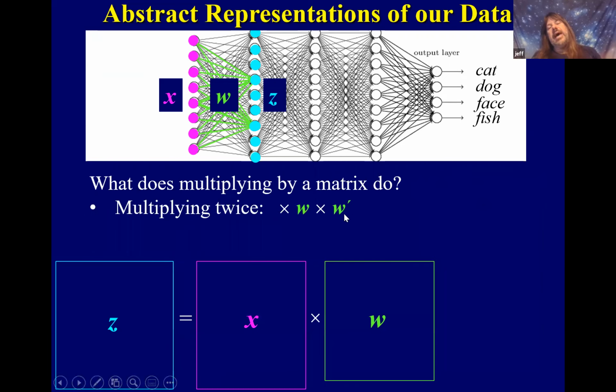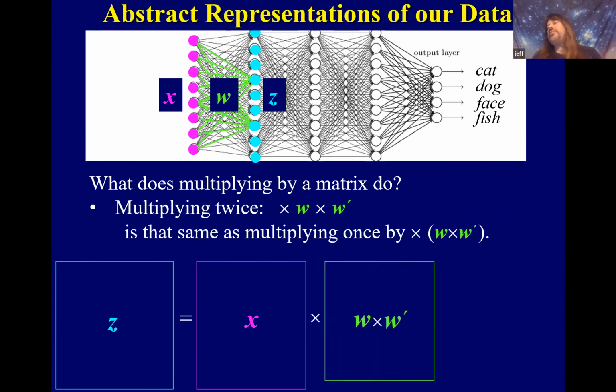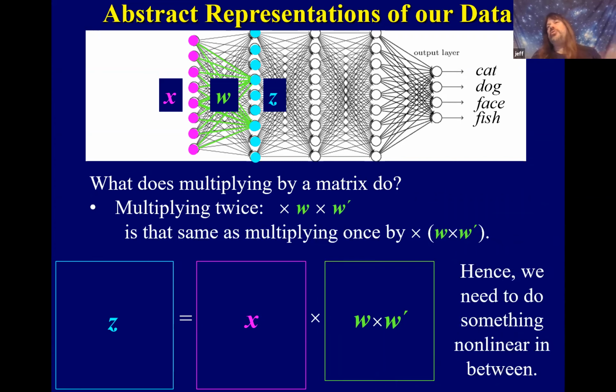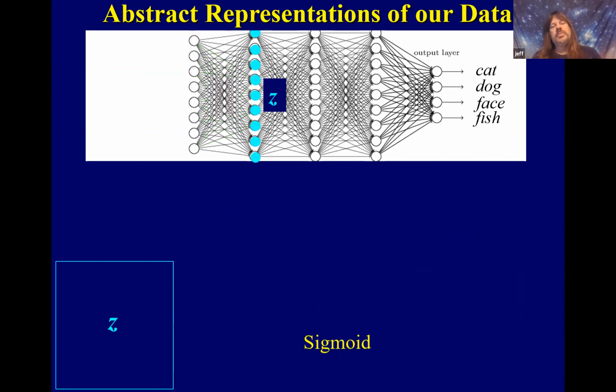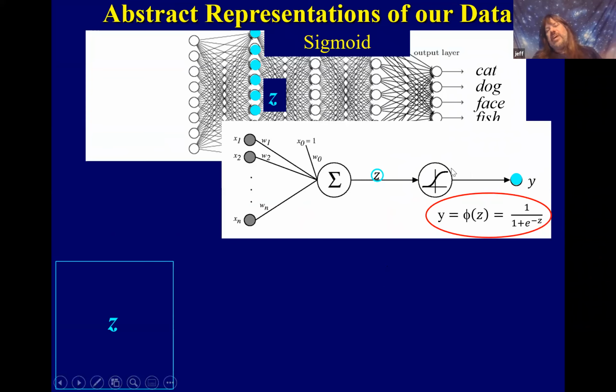So now what happens if you do one matrix multiplication and then you do another matrix multiplication? Well, it turns out that you can put the brackets in different orders, and it boils down to doing just one matrix multiplication. And so that means there's no reason you would do 2 matrix multiplications in a row, right? And so we have to do something nonlinear in between. And what we're doing is just this sigmoid function, remember?